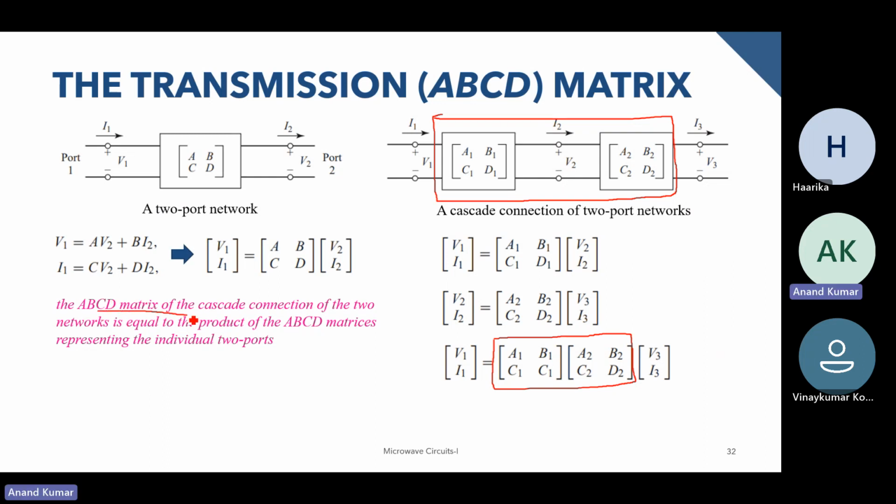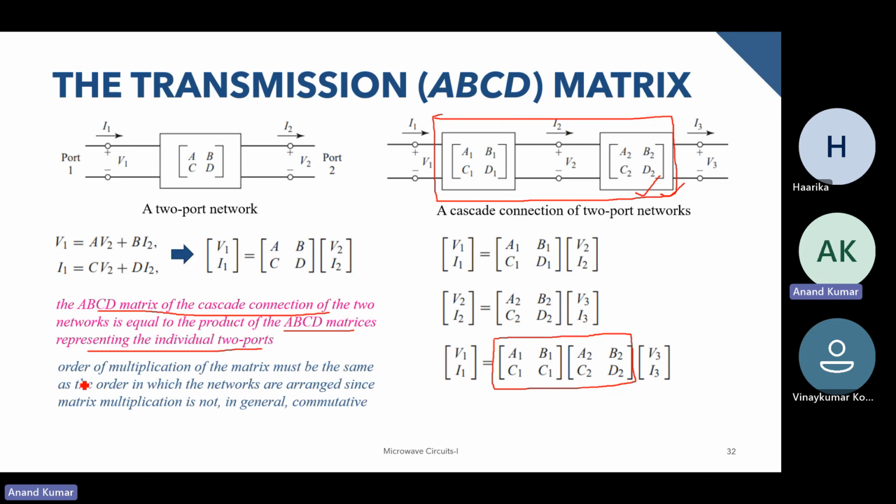So in words, the ABCD matrix of a cascade connection of two networks is equal to the product of the ABCD matrices representing the individual two-ports, and this can be done for any number of cascaded networks. One thing you must remember is that the order of multiplication of the matrices must be the same. You cannot just swap the matrices, because matrix multiplication in general is not commutative. Commutative means that for simple numbers, AB equals BA, but the same does not happen for matrices. So this is not true for matrices.